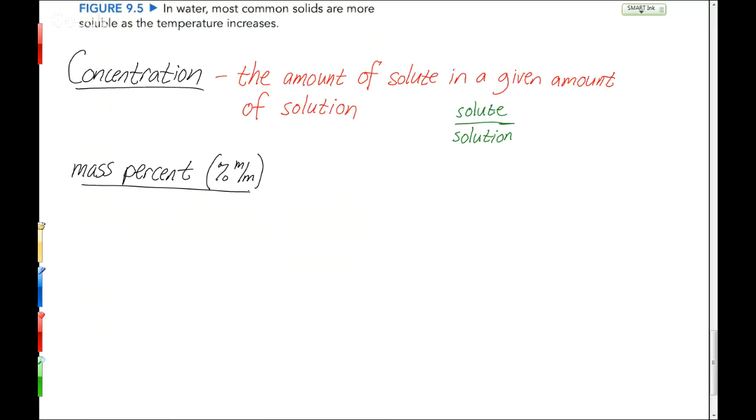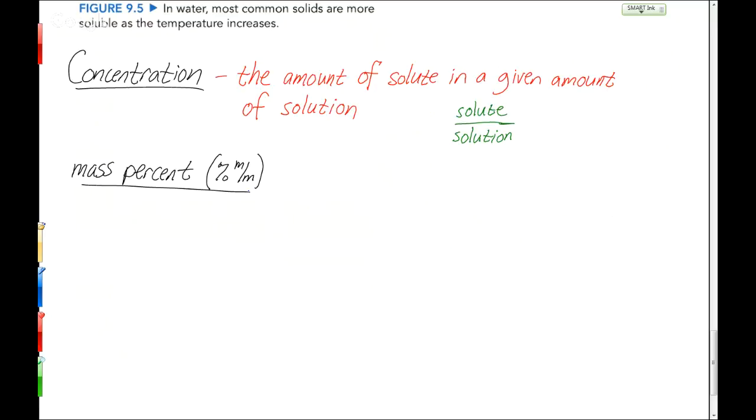So if you look at an IV bag or some other kind of solution that has something in it, and it's giving the concentrations, if it gives a percent, it will usually give some sort of symbol like M over M to tell you what type of percent it is, because the numbers are going to be different whether you're measuring in grams or milliliters or whatever. So mass percent is the first one.